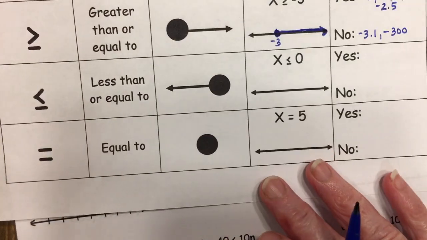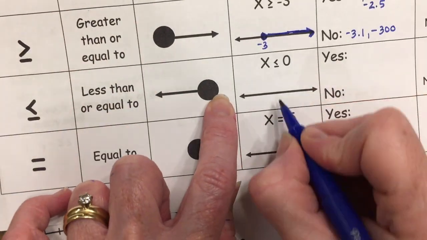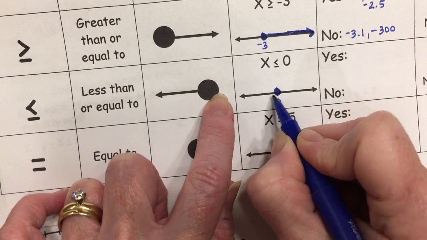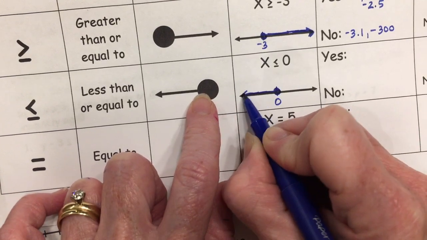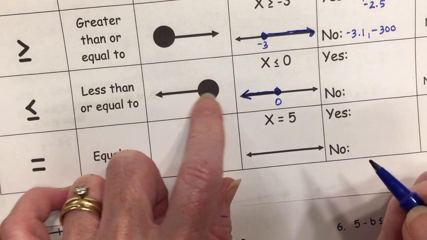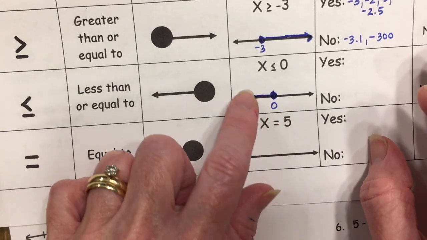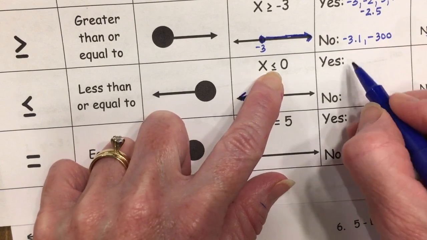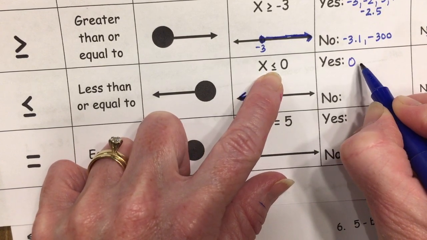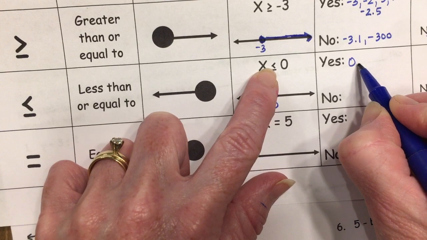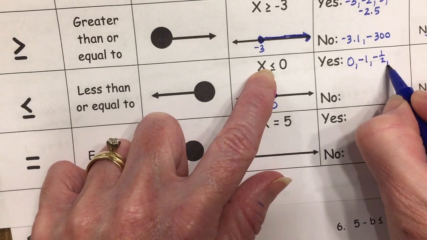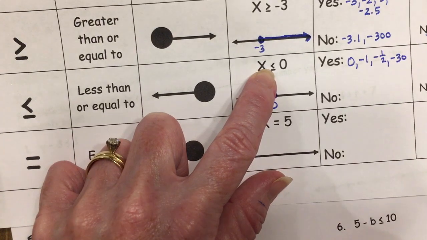All right, less than or equal to. Again, when you draw on your graph the 0, this time you're going to fill in that circle and then shade the numbers to the left. Okay, so solutions to this inequality include 0 because of this equal to. So yes, 0 is a solution. Okay, and then anything less than 0. So negative 1, negative 1/2 is a solution. Negative 30 is a solution.